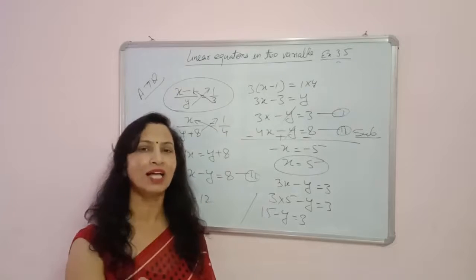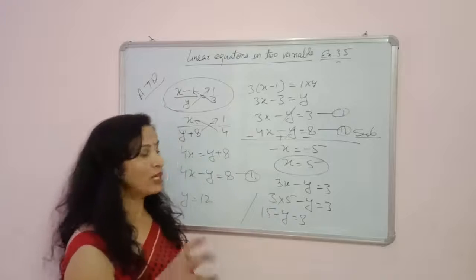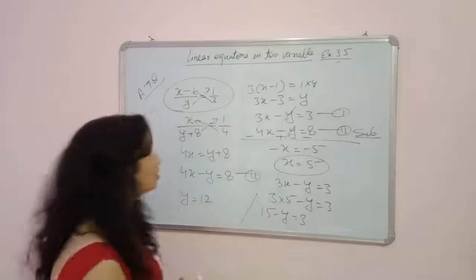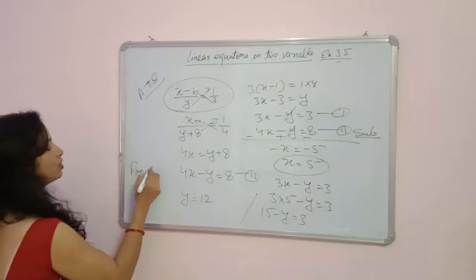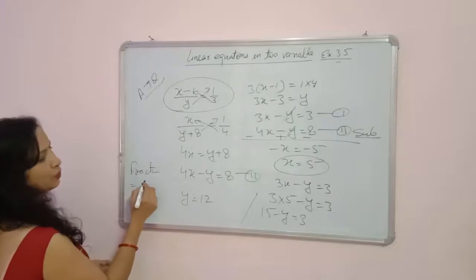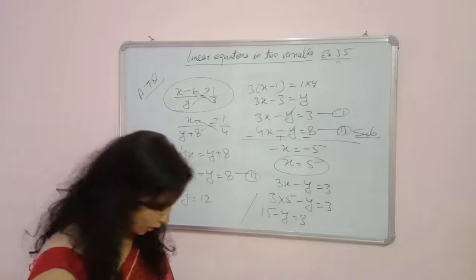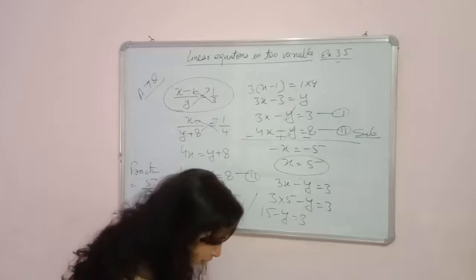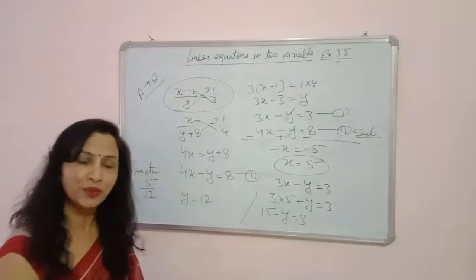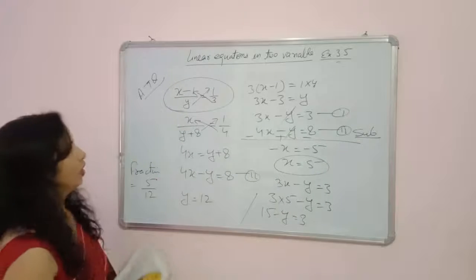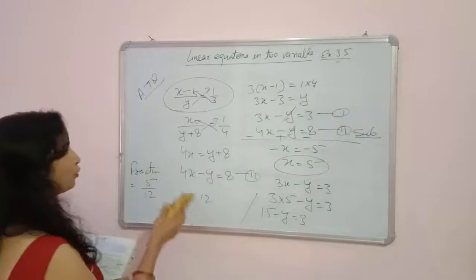So again, this is not the complete question. You have to write the answer. Answer means what is the fraction? You have to find the fraction. So you will say the fraction is equal to numerator upon denominator. This is the answer. This was the equation second. Now again, you can pause the video for writing the answer. I am going to rub the board now.